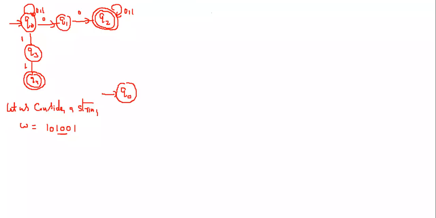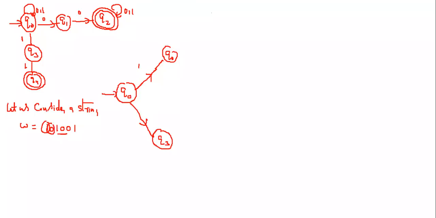First, what is the first input symbol? 1. On seeing 1, either you can go to Q0 or you can go to Q3. You have two possible paths. Either you can go to Q0 or you can go to Q3.